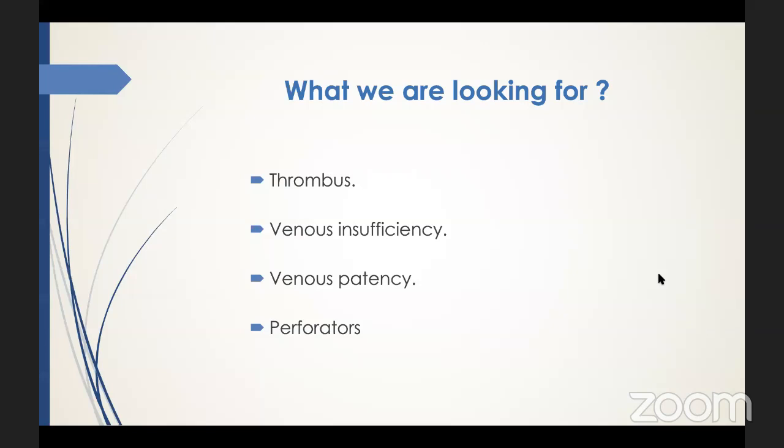So what we're looking for: thrombus. If you scan any patient for varicose vein, then you have to assess for DVT, because there is no point treating your patient for varicose veins while the more important condition, which is DVT, is there. So exclude the thrombus first, and then venous insufficiency, if there is any reflux within the venous system, and venous patency as well. Some people, like I said, have a venous system that is quite small, sometimes disappearing at some points, the joining network, other networks within the venous system.